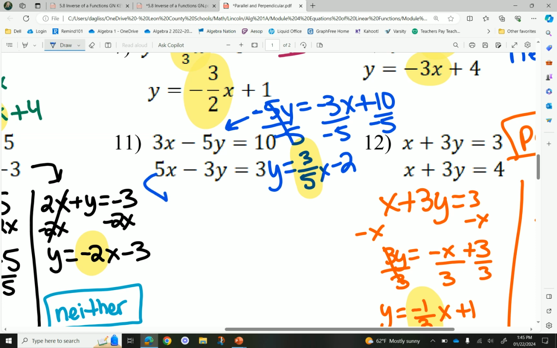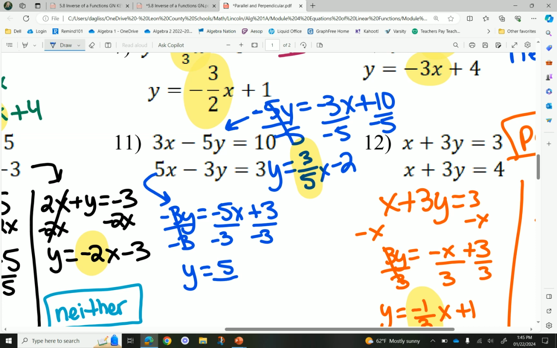Our bottom equation. Do we agree I have to subtract 5x first? So negative 3y is still here. I've moved negative 5x to the other side with the positive 3. We're going to divide each piece by negative 3. I have y equals positive 5/3 x, and that gives me a minus 1.